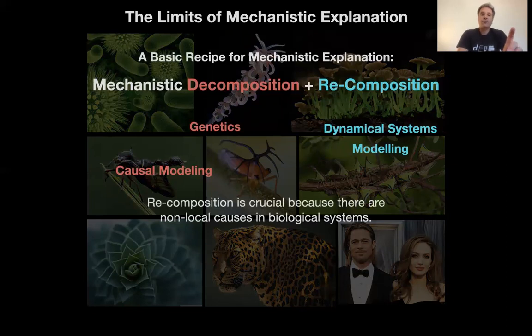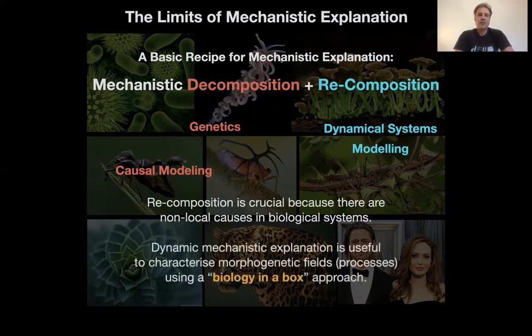The recomposition is crucial because there are non-local causes in biological systems, and because otherwise you don't have a sufficient, only a necessary set of explanations, not sufficient ones. And it's useful, dynamic mechanistic explanation, to characterize these morphogenetic fields, the processes of development. And we can do that, as long as we stay below the level of the organism itself, using this biology in a box approach. We can focus in on the processes that we're interested in. We can define the boundaries of what we're looking at, and we can define our initial conditions. We can model the trajectories of the developmental processes within that window of reality that we find.